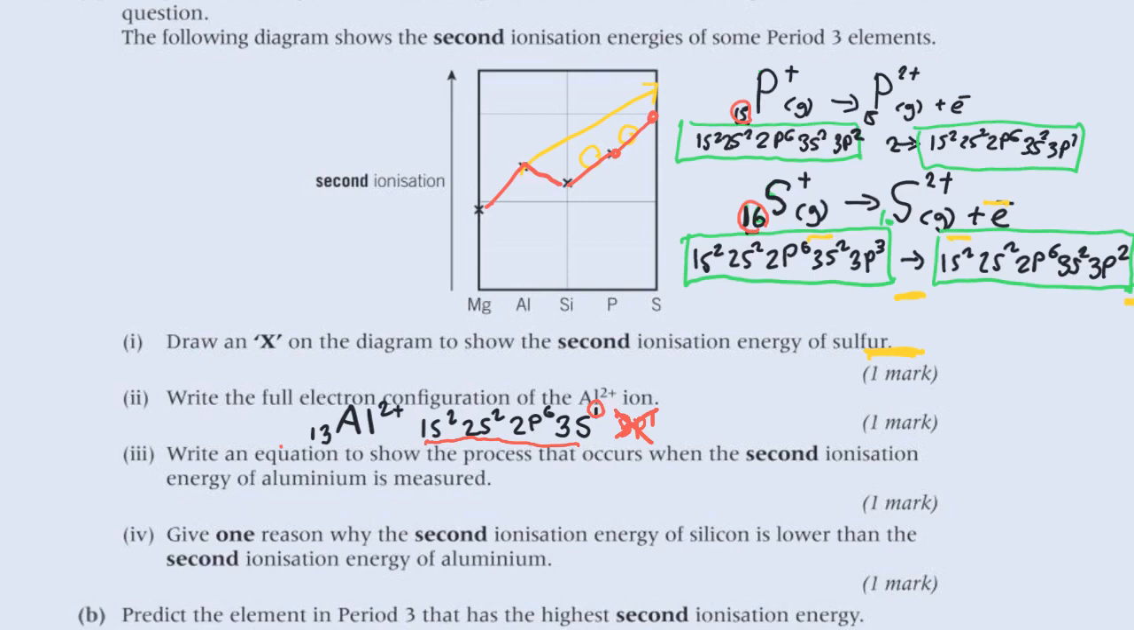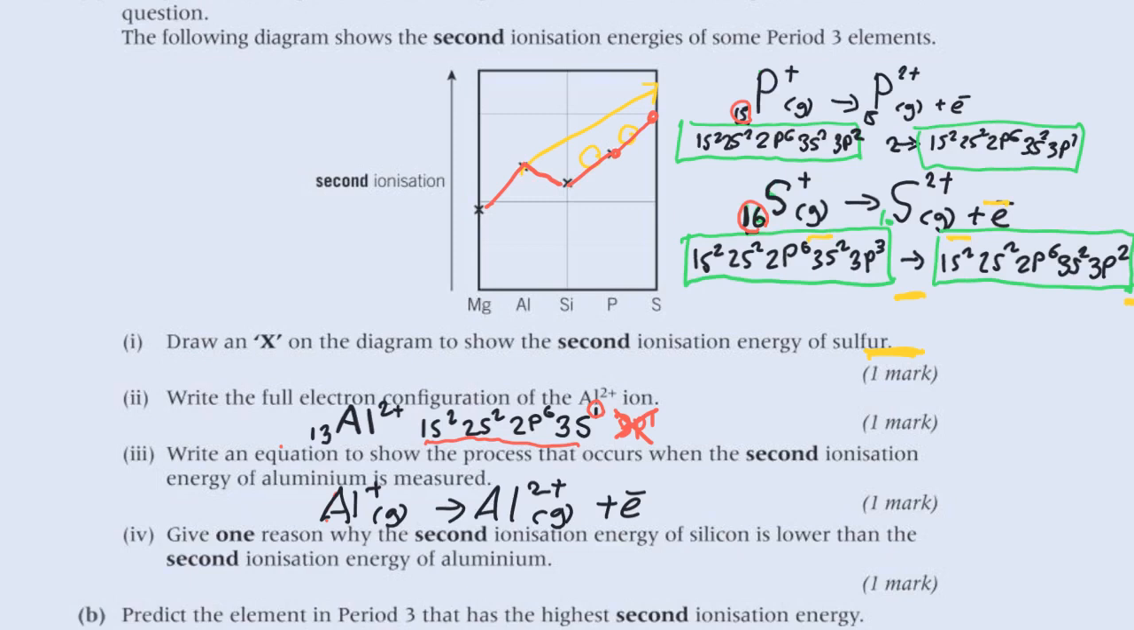Now it says write an equation to show the process that occurs when the second ionisation energy of aluminium is measured. So remember, the second ionisation energy is when a mole of positively charged ions in the gaseous state loses electrons to become 1 mole of 2+ ions in the gaseous state.